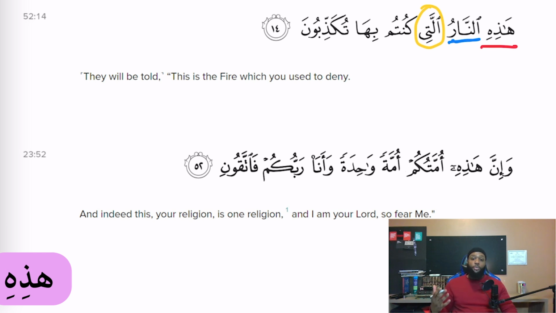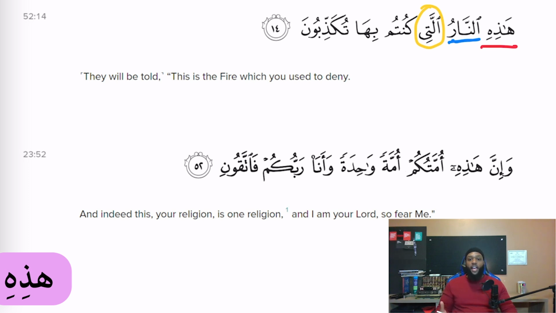So kuntum, what all of you were. Biha, harf jar ba, and connected to it is the attached pronoun form of hiya. So about it, tukadhibun, denying, right? So this fire is that which you were all in denial about. Wa inna hadhihi ummatukum ummatan wahidatan wa ana rabbukum fattaqun.